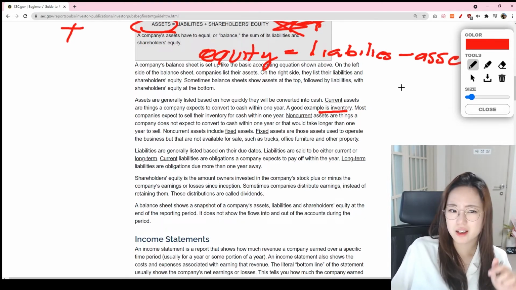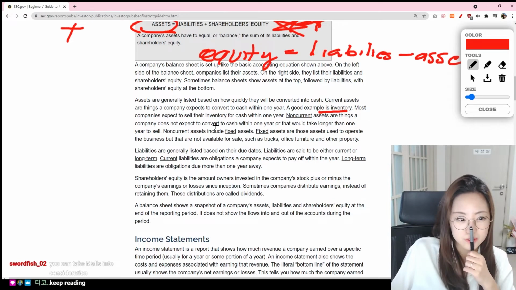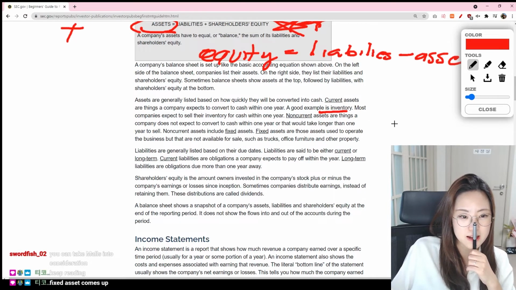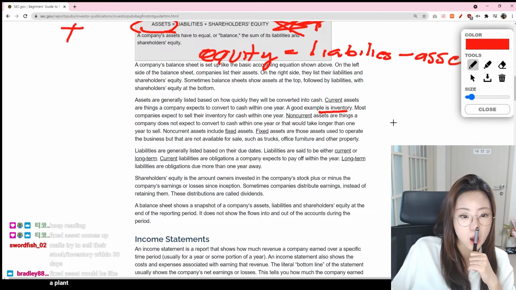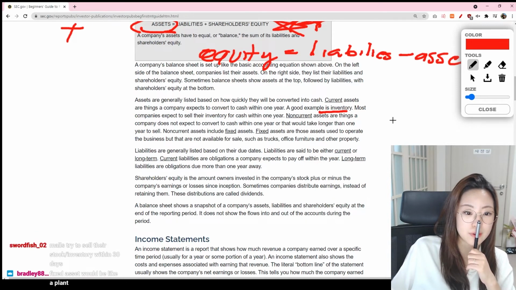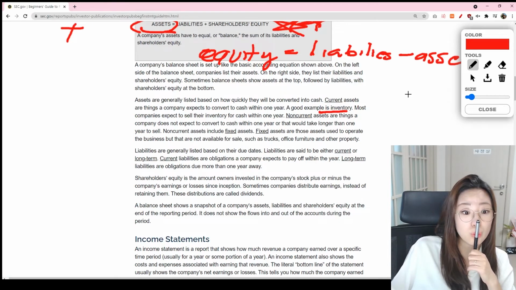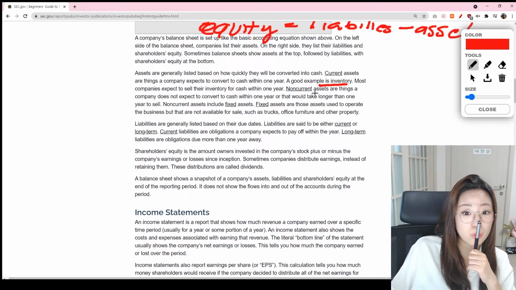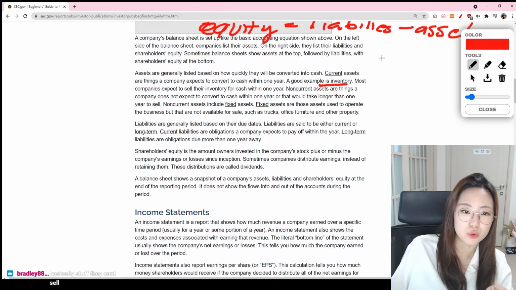Non-current asset. There's non-current asset and current asset. Fixed asset. Right? Are things a company does not expect to convert. And fixed assets are those assets used to operate the business but that are not available for sale, such as trucks, office furniture, and other property. So usually, current assets are things that convert into cash within a year. So they're things that are being sold right away.